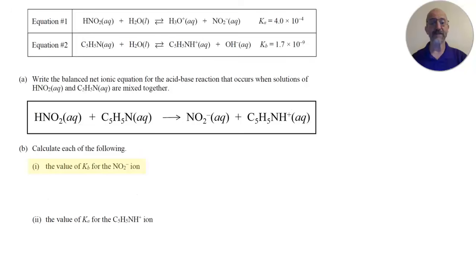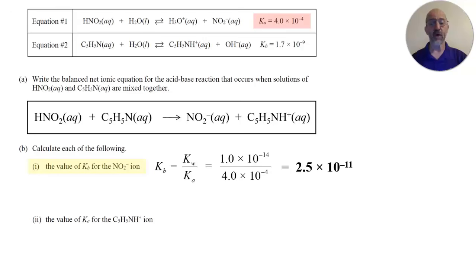So 1 times 10 to the negative 14 divided by the Ka, which is 4 times 10 to the negative 4. And when I do that math, I get 2.5 times 10 to the negative 11. So that is the value of Kb for the NO2- ion. So it's acting like a weak base. We'll do a similar calculation in the next part here.